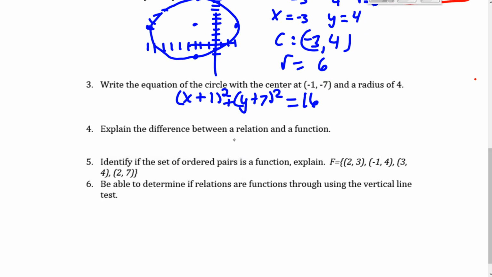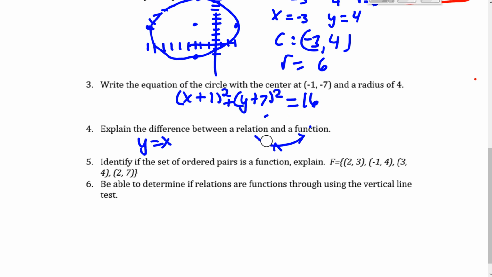What's the difference between a relation and a function? A function, for every x, there's only one y. The relation is different. So a relation is just how one x turns into a y, basically. How are they related? Like y equals x. That's a relation, right? Every function is a relation, but not every relation is a function.